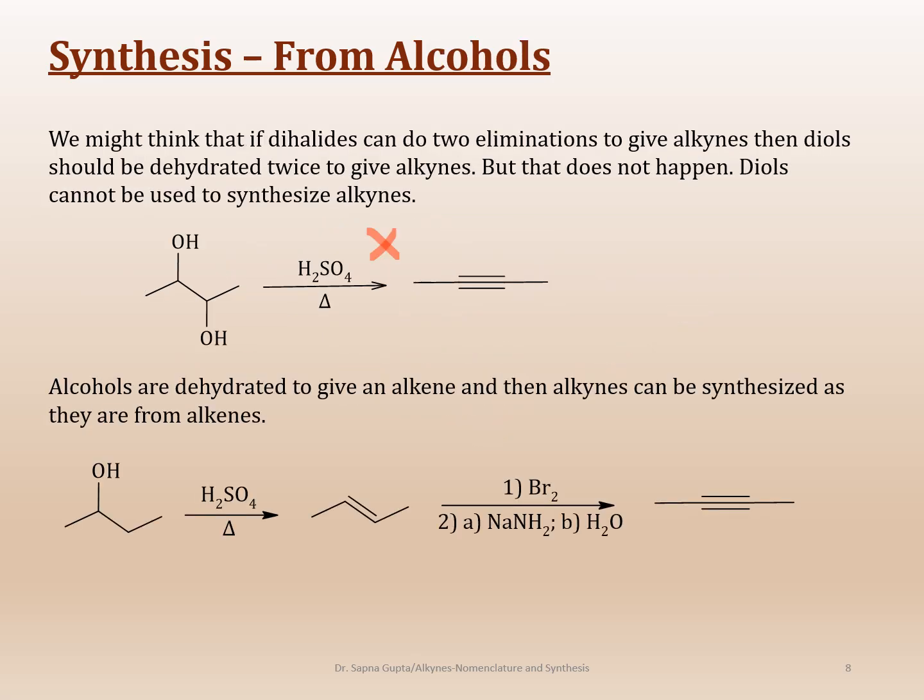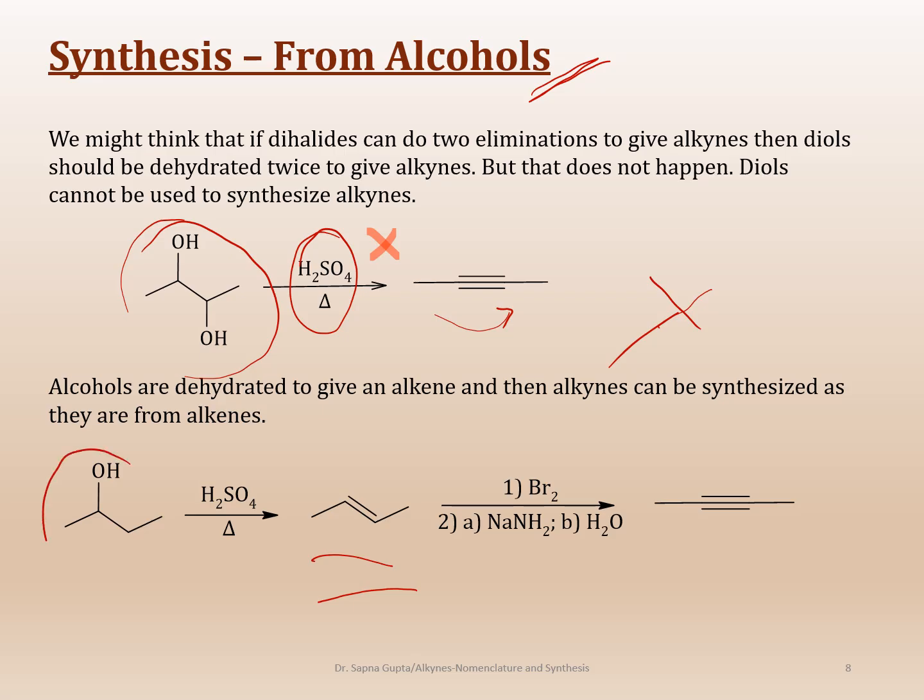You cannot really make alkynes from alcohol, so this is a little bit of a misleading title, but what you have to do is, from an alcohol, you still have to make an alkene. That's what you have to do. So if you think that, okay, I used a dihalide, I should be able to use a diol and dehydrate that to make an alkyne, that's not going to happen. So you cannot do that.